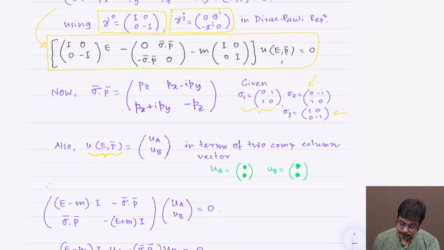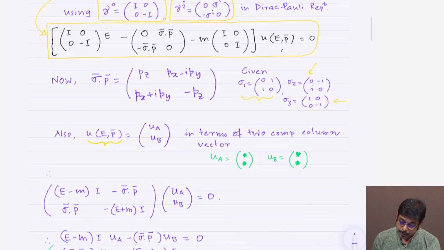So, this is what the sigma dot p looks like. Now, what is u(E,p)? It is a 4 component Dirac spinor, as we said, and we can rewrite it in terms of two component spinors, which are sometimes called Weyl spinors. Let us call them uA and uB.